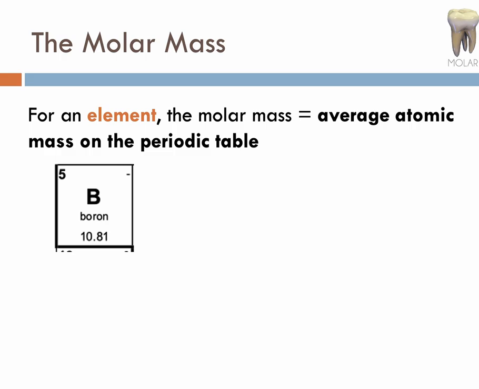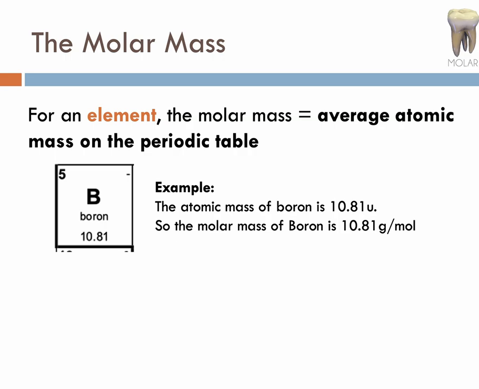For an element, it's pretty straightforward to grab the molar mass. You can actually read it right off your periodic table. So we've talked about before the average atomic mass on the periodic table. That's the average atomic mass for all the different isotopes of that element. We've talked about it in terms of atomic mass units, and that's true, right? The atomic mass of boron is 10.81 u, atomic mass units. That average atomic mass actually is also the molar mass of boron.